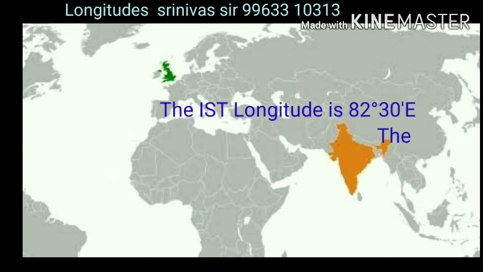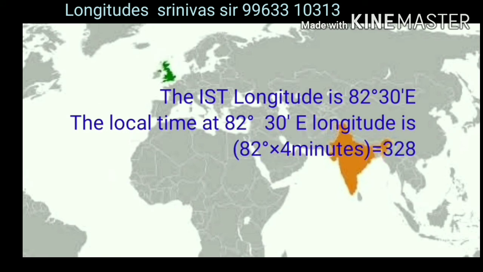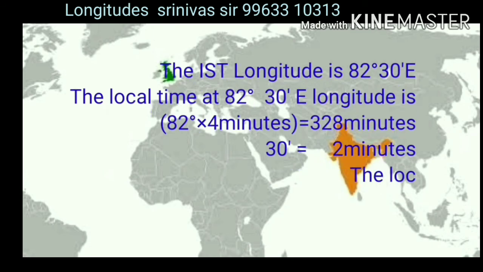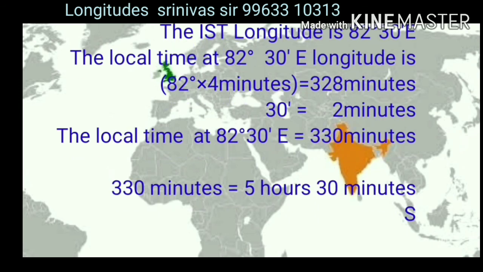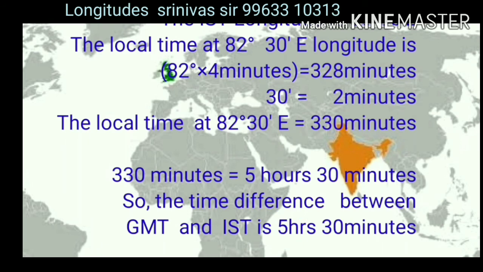The Indian Standard Time longitude is 82 degrees 30 minutes east. The local time at 82 degrees 30 minutes east longitude is 82 degrees times 4 minutes, equal to 328 minutes. Half a degree equals 2 minutes. So the total time is 330 minutes, which means 5 hours 30 minutes. So the time difference between Greenwich Mean Time and Indian Standard Time is 5.5 hours.